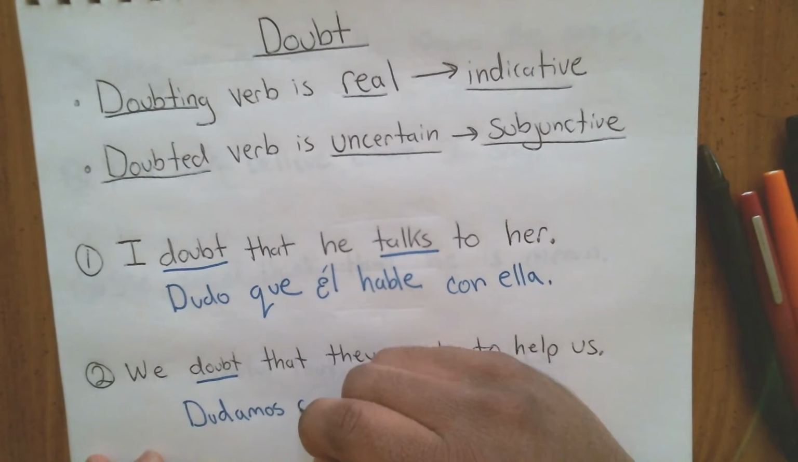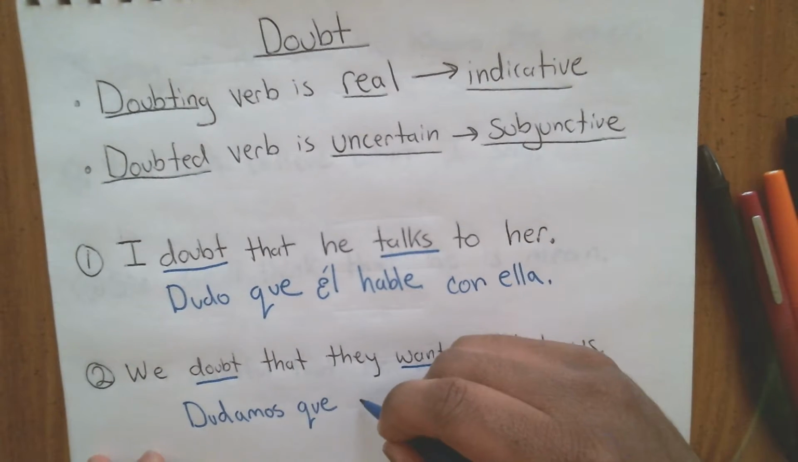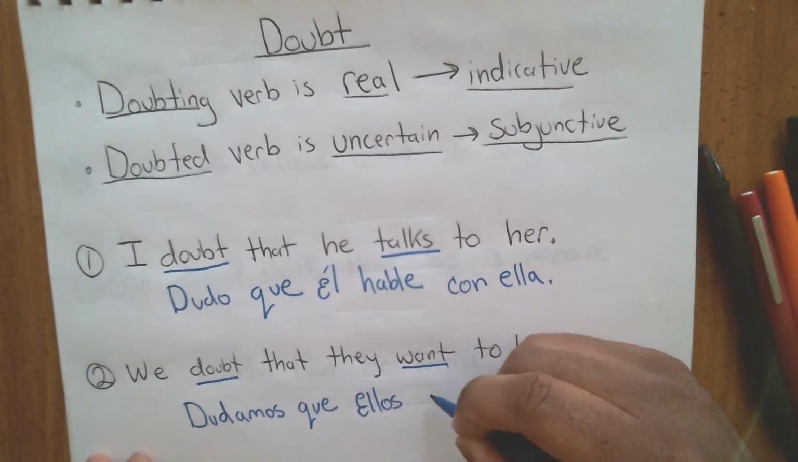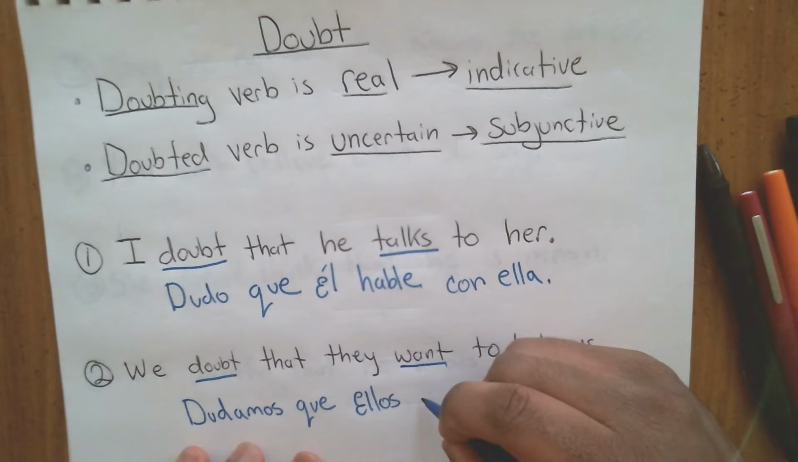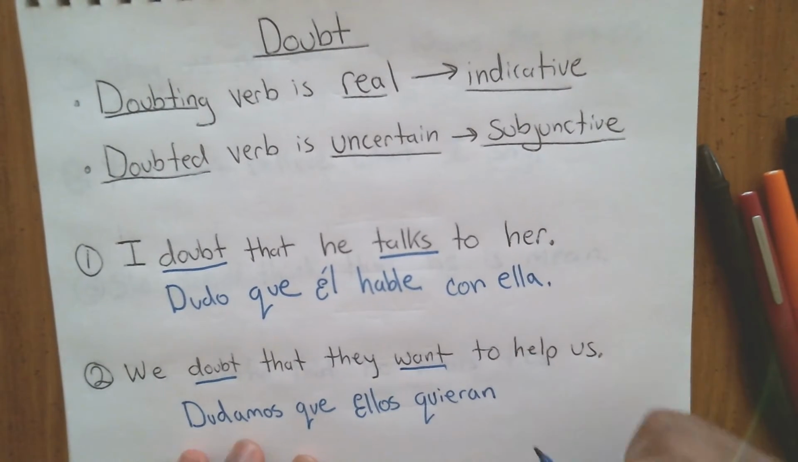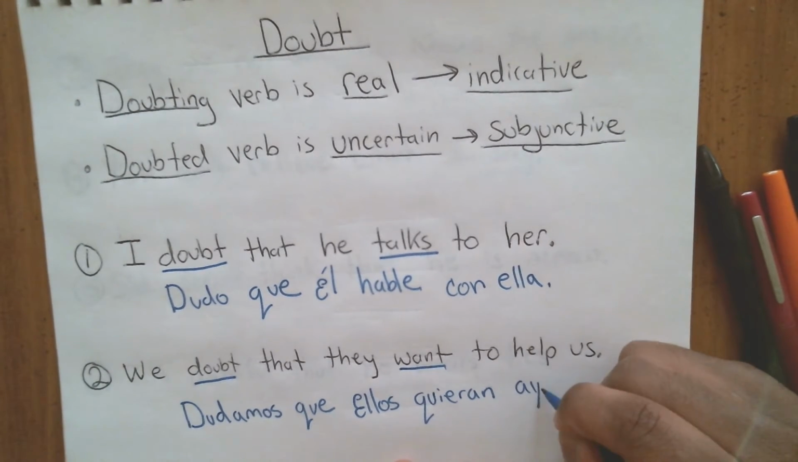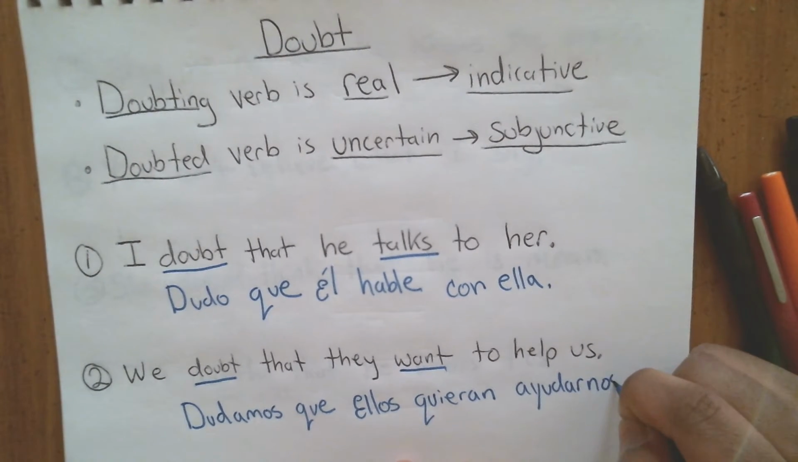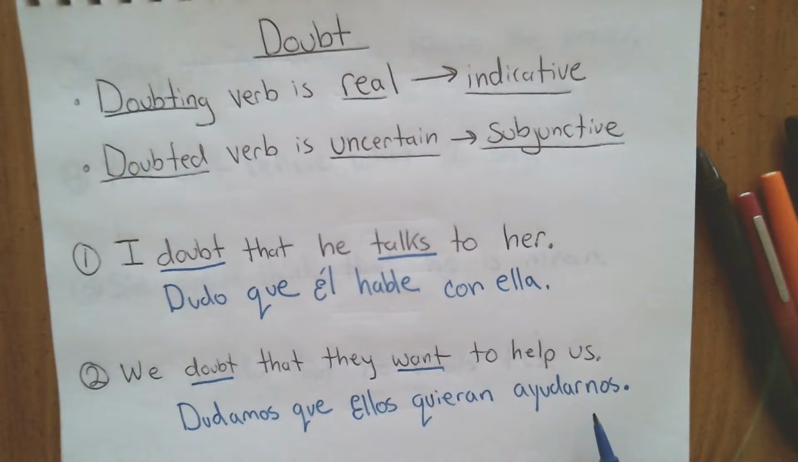We doubt that, the that being que. Dudamos que ellos. Now the want, they want, is going to be in subjunctive. So it's not quieren, it's quieran. Dudamos que ellos quieran ayudarnos. And remember, whenever you have an indirect object next to an infinitive, you always attach it to the end of the infinitive. Dudamos que ellos quieran ayudarnos. We doubt that they want to help us because we don't know for certain if they actually want to help us. So that's why we have to use the subjunctive.